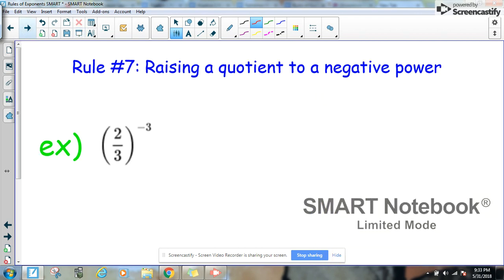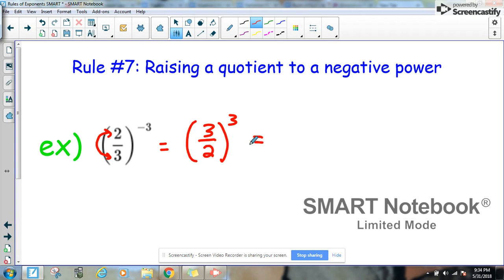Let's try. So 2/3 raised to the negative third power. The first thing we're going to do is take the negative exponent and get rid of it. So in order to do that, we need to take the 2 and send it to the bottom, and the 3 and send it to the top. So the 3 is now the top, the 2 is now the bottom, and what that does is it makes the negative exponent turn positive. So that's now positive third power.